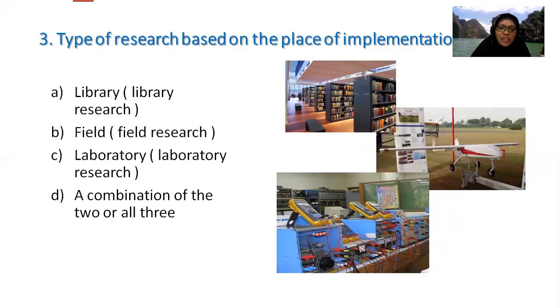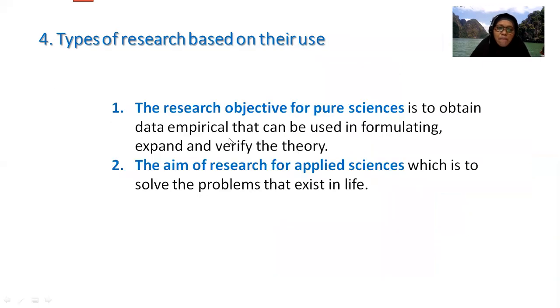For our expertise, maybe we can combine field and laboratory, and also field, laboratory, and library. It depends on our research. The more information, the more data, the higher the quality of the research. And the type of research based on its use is almost the same as the research objective. That could be pure science and also applied science, or maybe we can hybrid or mix it.